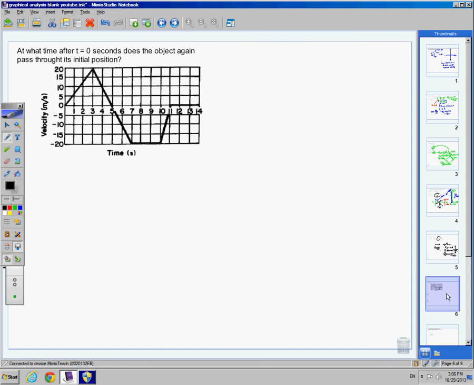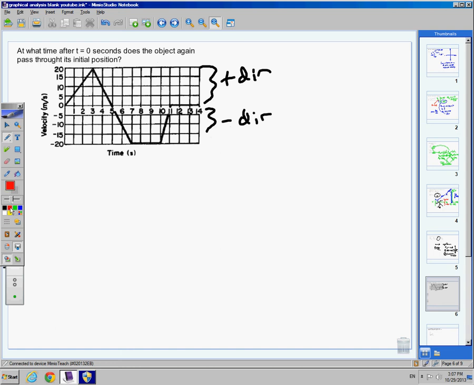All right, here we go. Here are the bonus questions, I believe, that are not on the review packet. At what time after t equals 0 seconds does the object again pass through its initial position? So first thing I see is we have a velocity versus time graph. I'm going to start labeling this here. This is my positive direction. This is my negative direction. So I need to know where they actually meet or cross for this particular case.